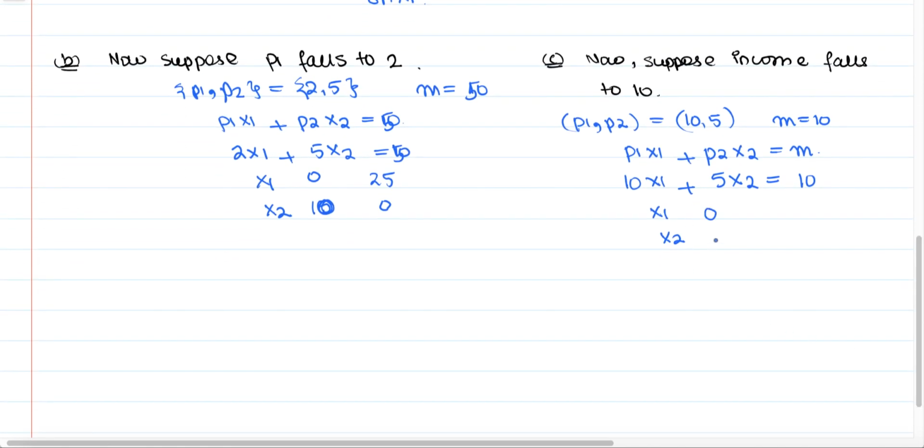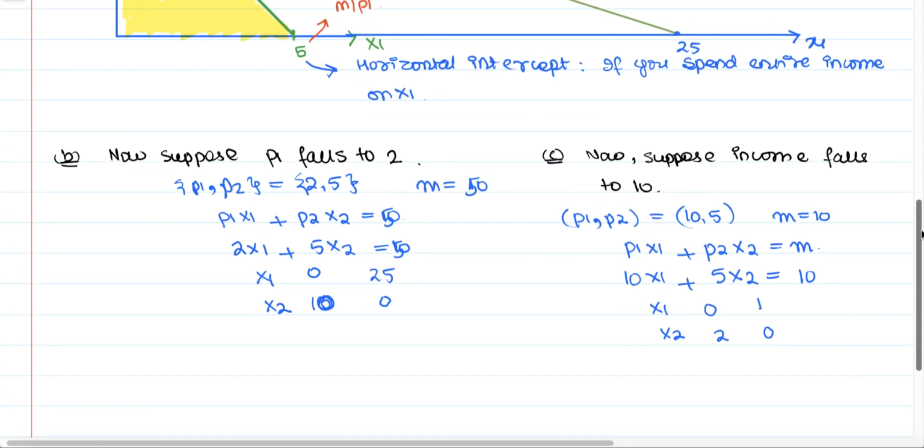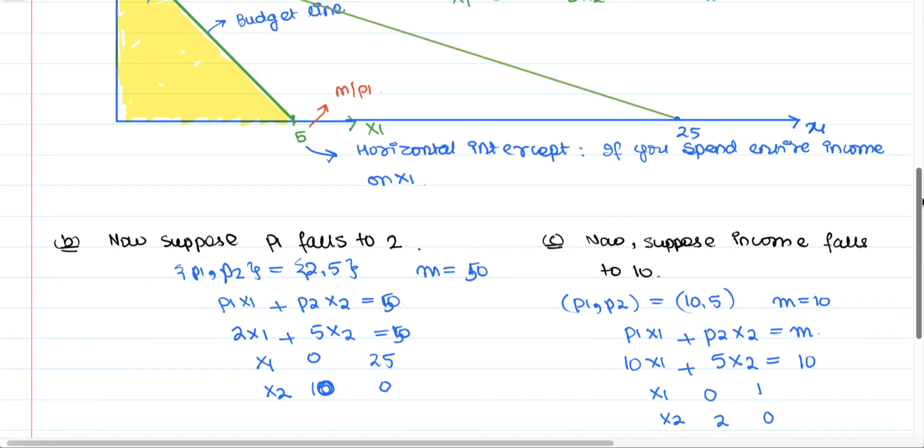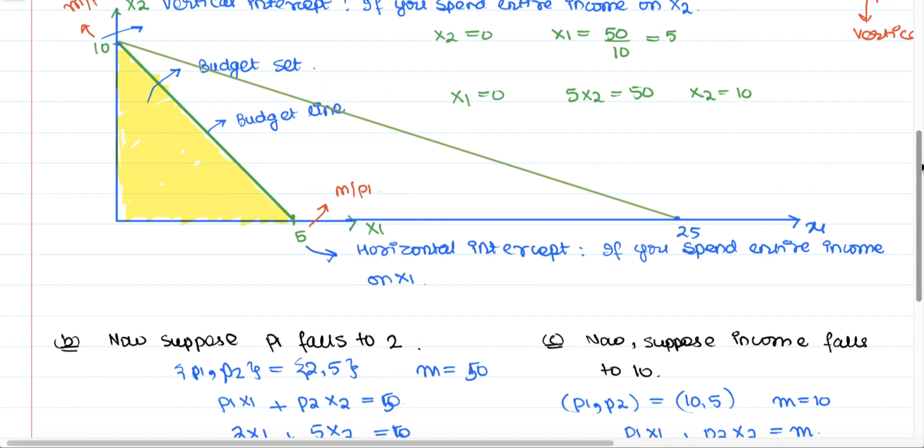So when x1 is 0, x2 is 2. When x2 is 0, x1 is 1. This is a drastic fall in income. So when x1 is 0, x2 is 2. And when x2 is 0, x1 is 1. Something like this. So something like this, which is like this.